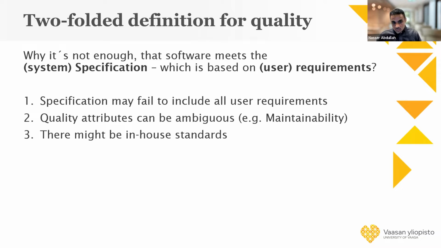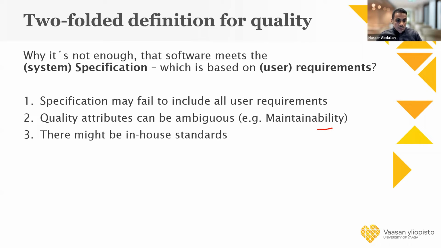And quality attributes are sometimes ambiguous. You know what I mean? Ambiguous means it's not clear. We have some attributes, as you will see today, like maintainability. Maybe it's ambiguous, so we cannot measure it. So we also have to see whether the user is satisfied with this system or not. So we also need to consider the user requirement.